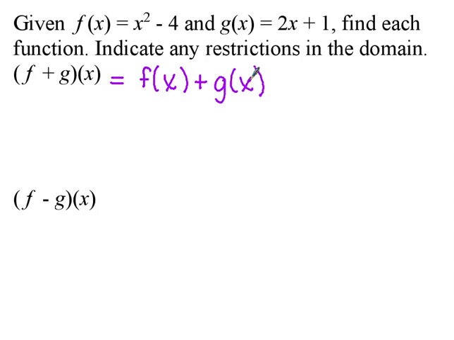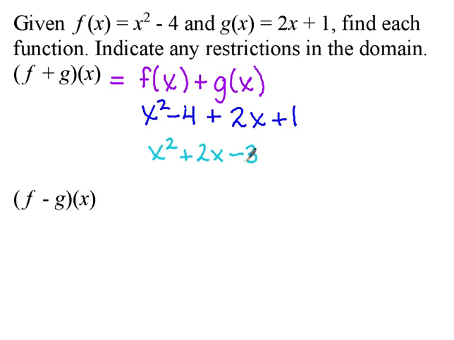So all I'm going to do then is write down what f of x is. F of x is x squared minus 4. I'm going to add that to what g of x is, 2x plus 1. My next step is just going to be to add like terms, and that's it. So first of all, I'm going to start with x squared. What will come next? 2x. Plus 2x, what comes next? Minus 3. Very good, and that's it. There's no catch. That's all you're doing.